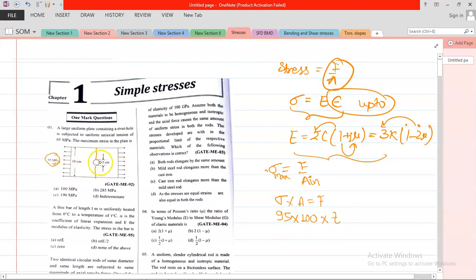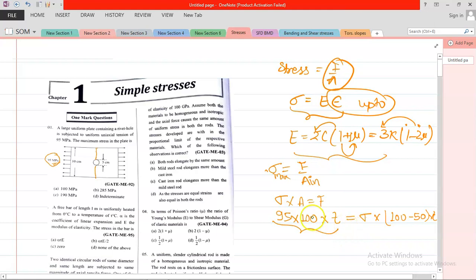Now where is it maximum? At this portion. So what is the area at this point? Force is uniform along the plate, so the force will be equal to sigma into (100 minus 5 minus 50) into T. The force is uniform along the whole plate. So we first obtain the force. So this is your force.